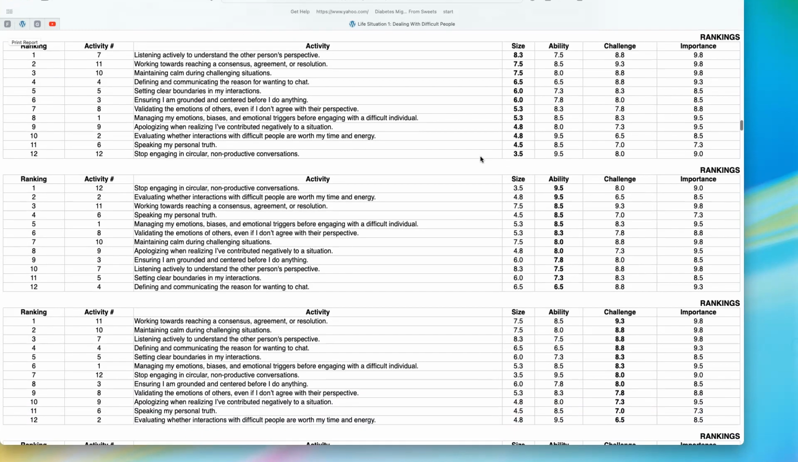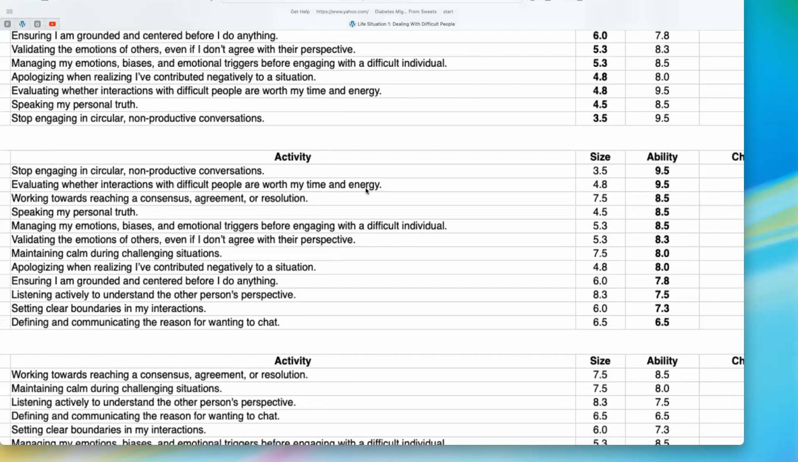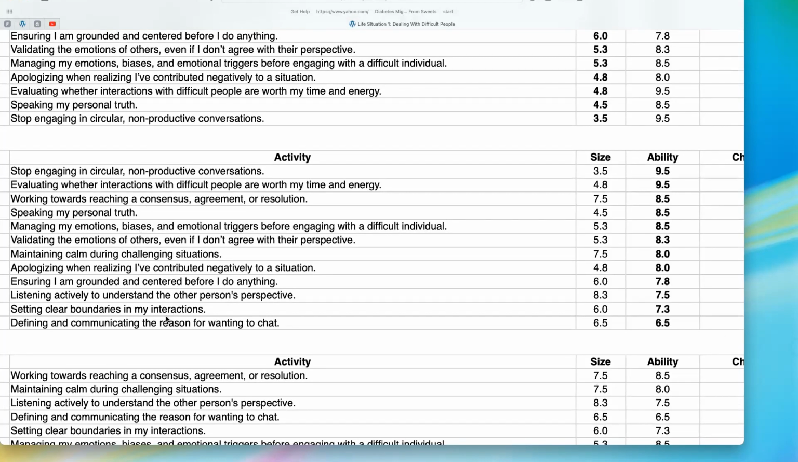The next one is ability. Which ones do people feel like they have the greatest ability to perform? And so this stop engaging, they rated their ability as a 9.5. So it was the smallest, but it's also tied for being the one that has the greatest amount of ability associated with it. And then evaluating whether interactions with difficult people are worth their time and energy. I hope you guys can see this. I'll zoom in a little bit. The one they found the lowest ability was defining and communicating the reason for wanting to chat. They gave their ability a 6.5. That's smack dab in the middle pretty much.